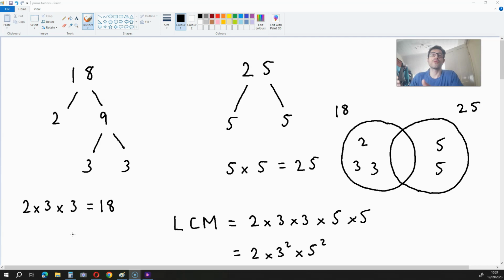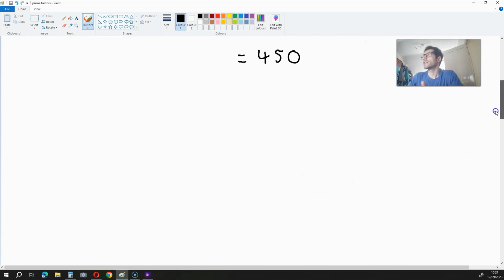Let's try this out with another two numbers. Let's try out 12 and 33. Let's find their least common multiple. Once again, we're going to have to find their prime factors.